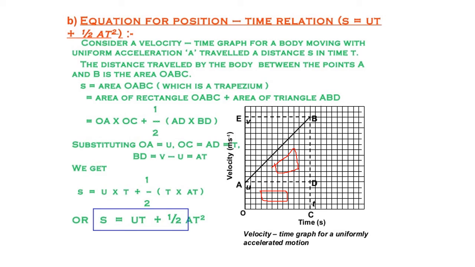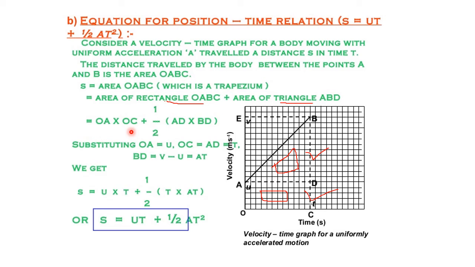So this trapezium can be written in two forms: area of rectangle, that is OABC, and area of triangle ABD. So in this trapezium we can see the lower part is the rectangle part and the upper part is the triangle part. So now what we have written, area of rectangle plus area of triangle. Now we are going to put in the formula. What is the formula of area of rectangle? Area of rectangle is length into breadth.